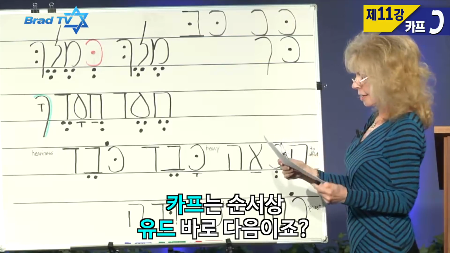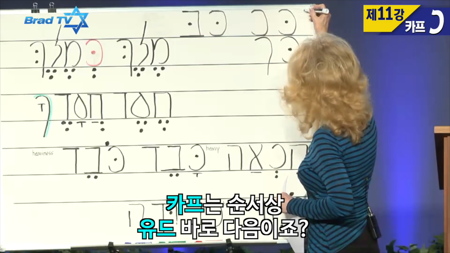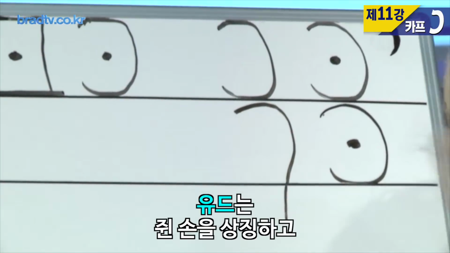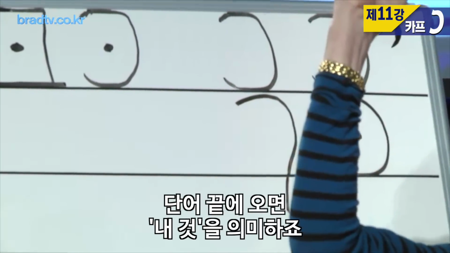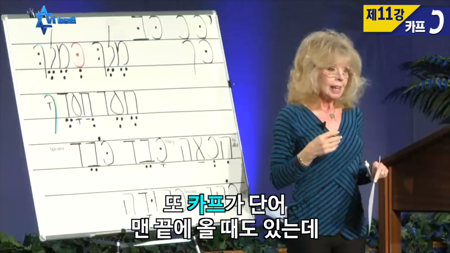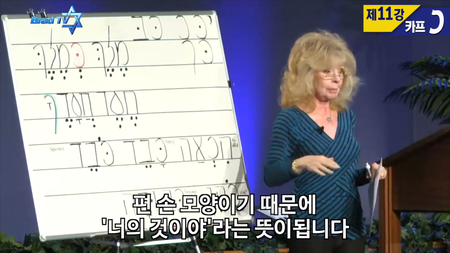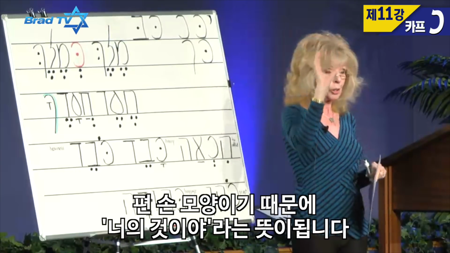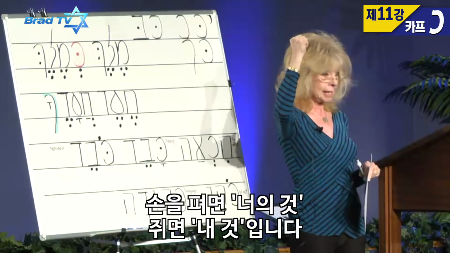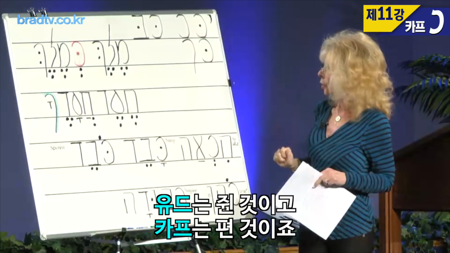Then you'll notice that the Kaf comes right after the letter Yud. Remember last week we did Yud, and the Yud was a closed fist, and it meant mine when it was at the end of a word. And the Kaf also will come at the end of the word, you're going to see in a minute, but it's an open hand, and so it's for you. It's open for you or closed for me or mine, okay? So the Yud is closed, the Kaf is open.